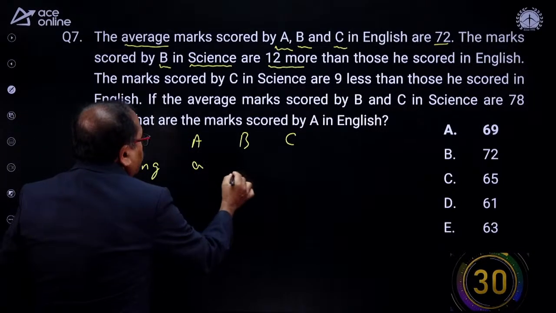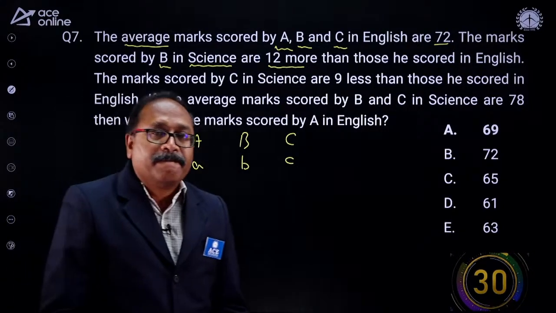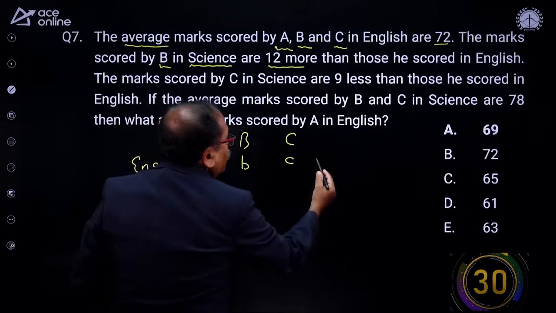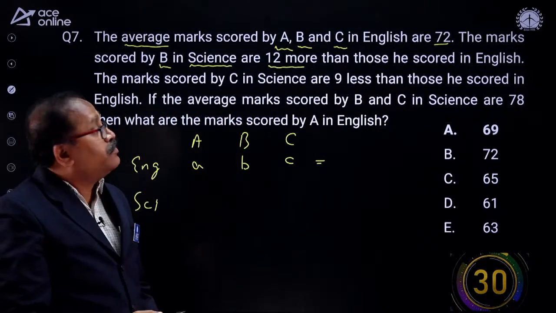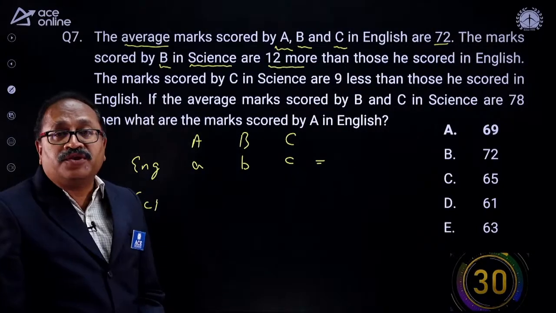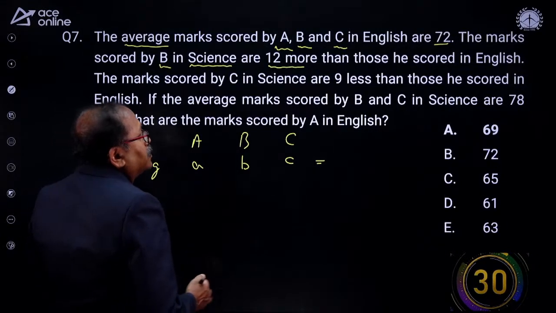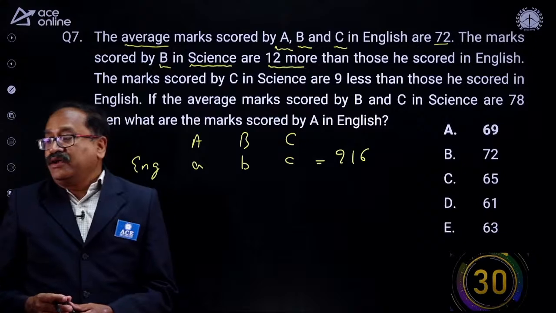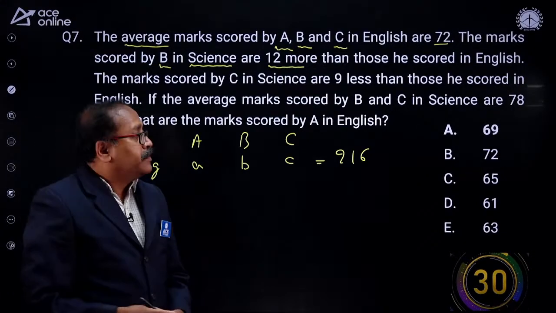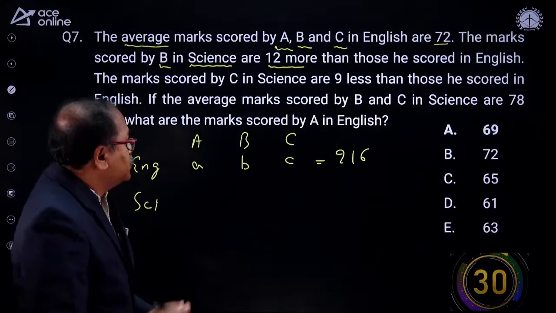Let's consider in English A's marks is A, B's marks is B and C's marks is C. Now what is their total marks? We know that the average is 72. The total will be 72 into 3. That comes to 216. यही आ रहा है ना, टोटल 216. That's great. हम सारे hints दे रहे हैं, बाद में आप बनाइएगा.